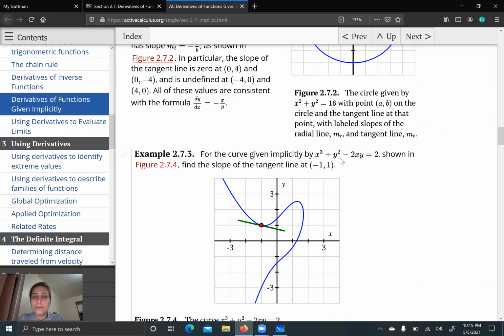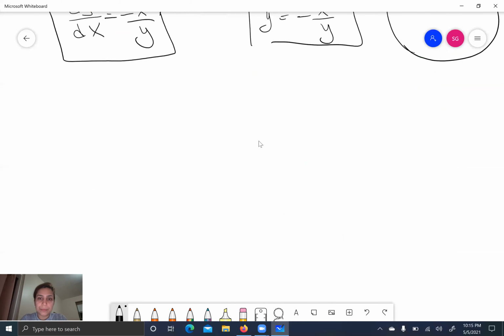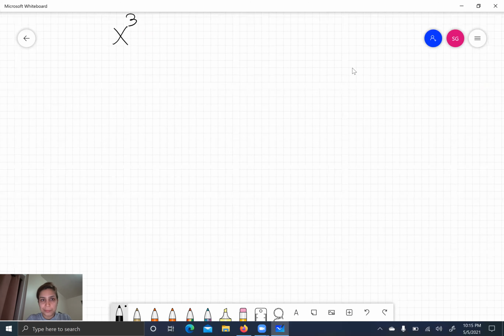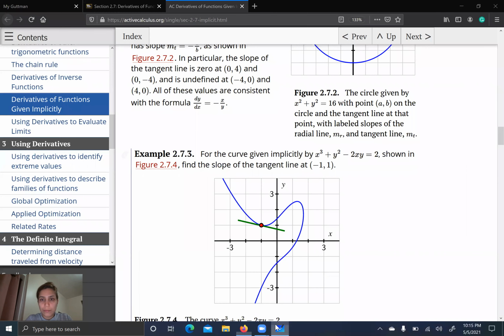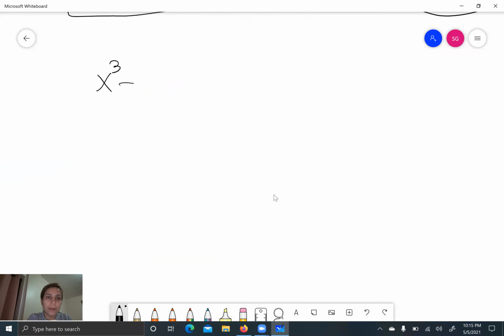Let me write this down. In this example, we have x cubed plus y squared minus 2xy equals 2.